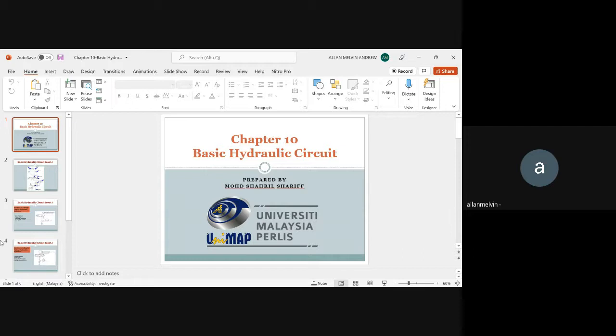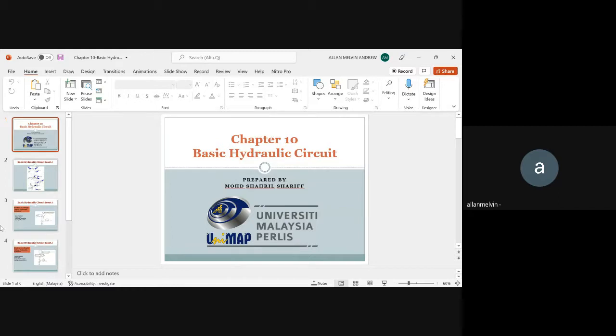And as I said, we have lab 4. I already changed the lab module, because the previous lab module for lab 4 was for a face-to-face session, where you need to have the hydraulic unit in front of you. So we cannot control a lot of stuff. I already changed it to a FluidSIM version of simulation, so that you can do it on your own, using your laptop.